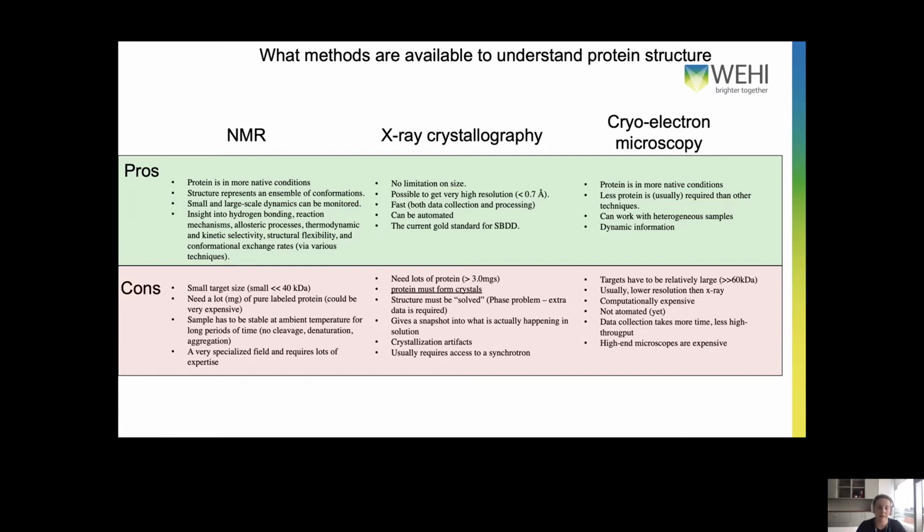So nuclear magnetic resonance is a pretty old technique. The pros for this method is that the structure is solved in more native conditions. Its structure also represents an ensemble of conformations, so you can then get information on protein dynamics, and it is a very powerful technique. You can monitor structural flexibility, conformational exchange rates, allosteric processes, reaction mechanisms.